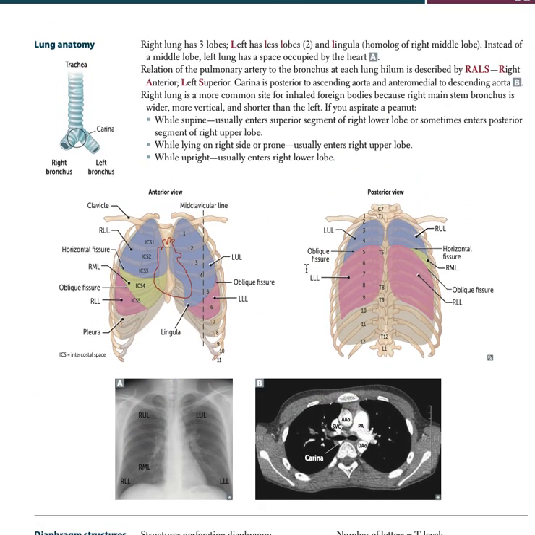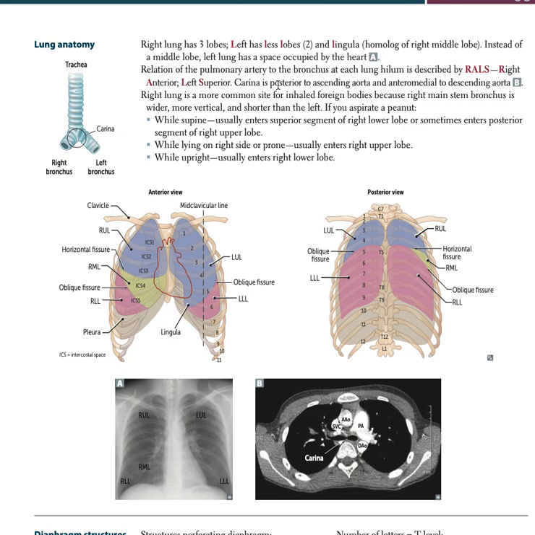Next page, coming to the lung anatomy. The right lung has 3 lobes, the left has fewer, that is, it has 2 lobes and a lingula, which is the homologue of the right middle lobe. Instead of a middle lobe, the left lung has a space which is occupied by the heart. It is shown by this figure. The X-ray shows here. And the relationship of the pulmonary artery to the bronchus at each lung hilum is described as RALS, R-A-L-S. It is right anterior and left superior.